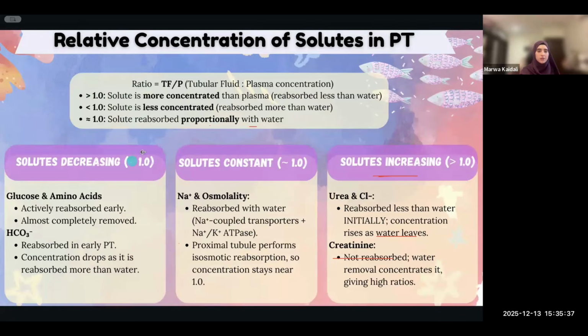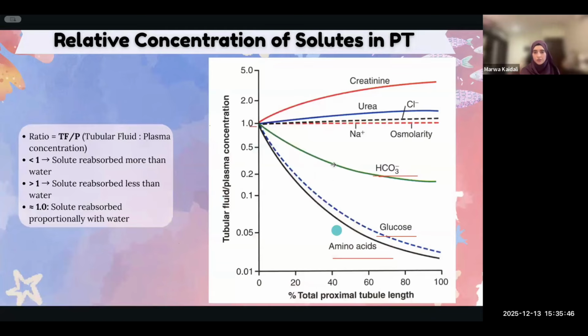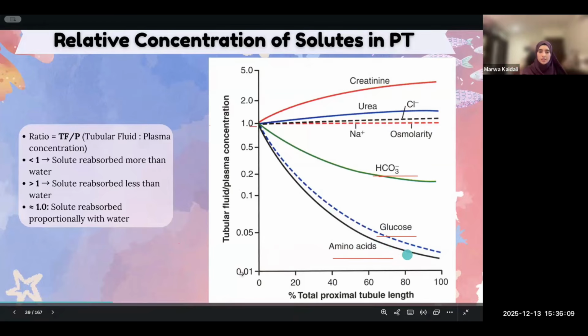So again, this is everything that I just said in words. So when we have a ratio that is less than one, examples of them are glucose and amino acids and bicarbonate. Also, something that I forgot to mention here, if you look back at these lines of bicarbonate and glucose and amino acids, you will see that the line for glucose and amino acids is steeper compared to bicarbonate. And this basically happens because our bodies want to reabsorb as much glucose and amino acids as possible. So they're going to try to reabsorb almost all of it, almost 100%. So this is why when you look at the concentration of glucose and amino acids in the tubular fluid, you're going to see that it is almost one.